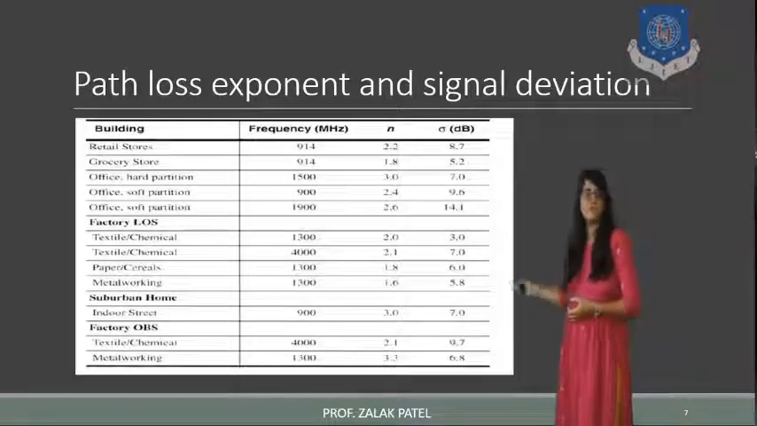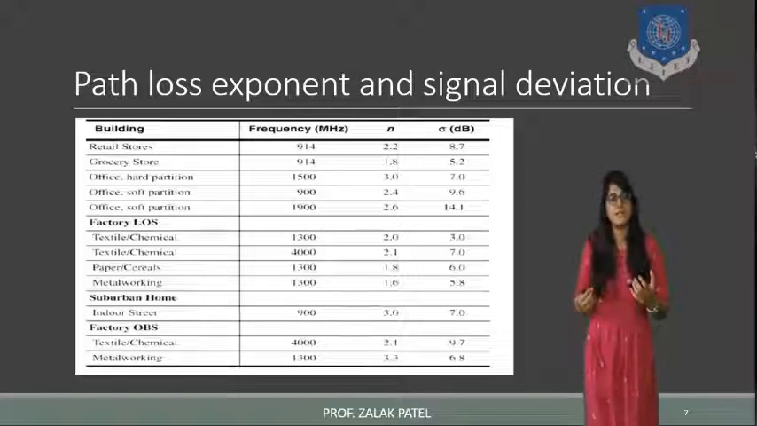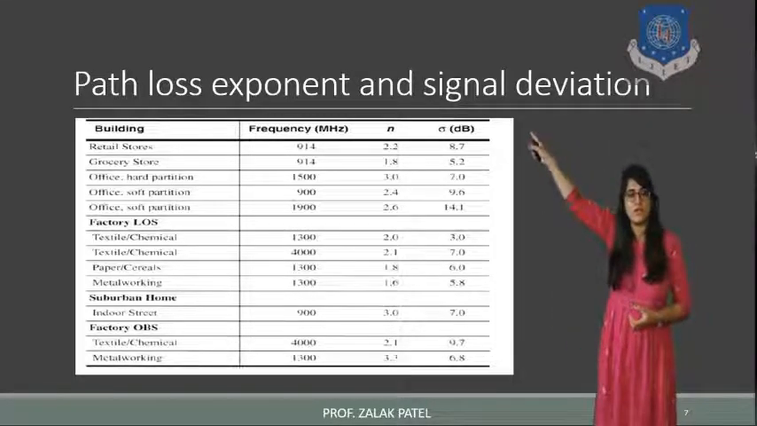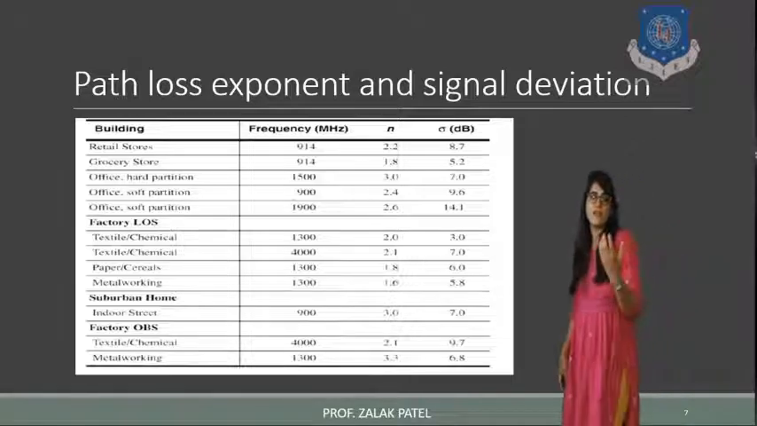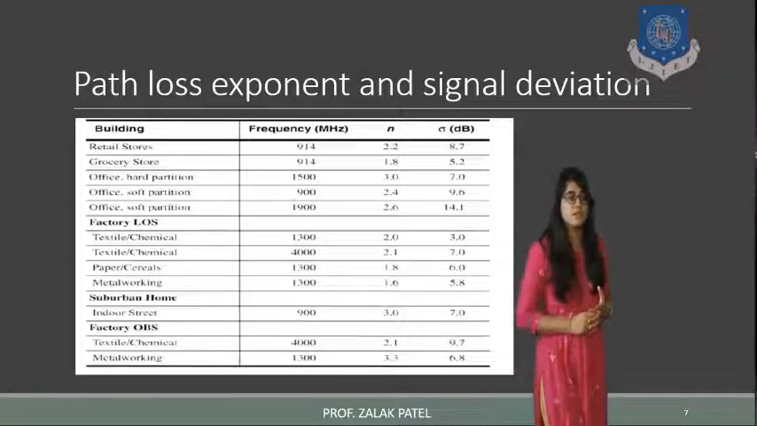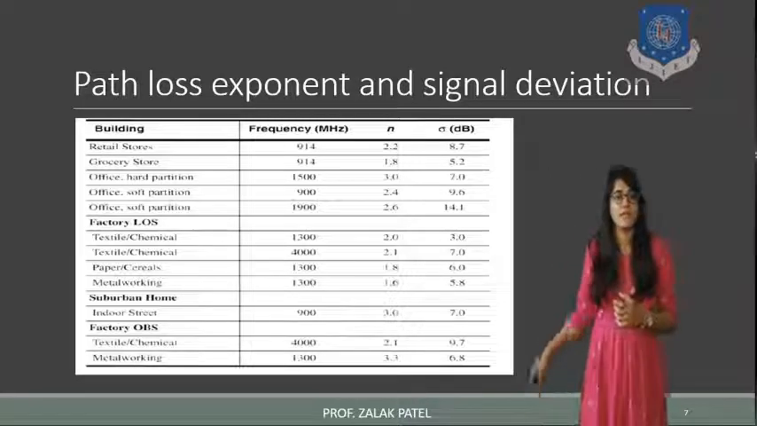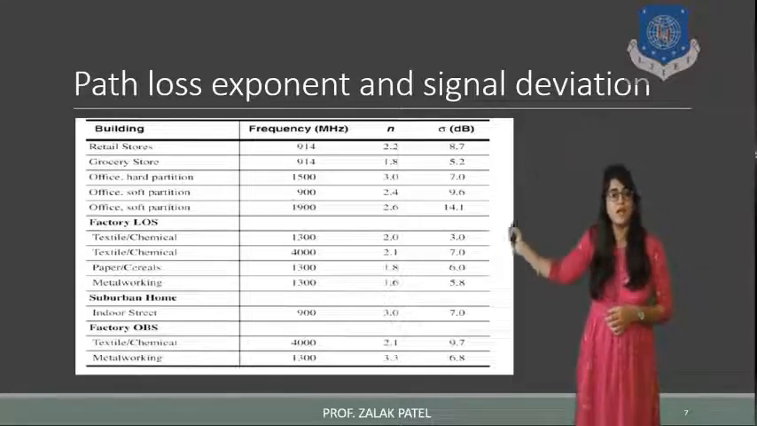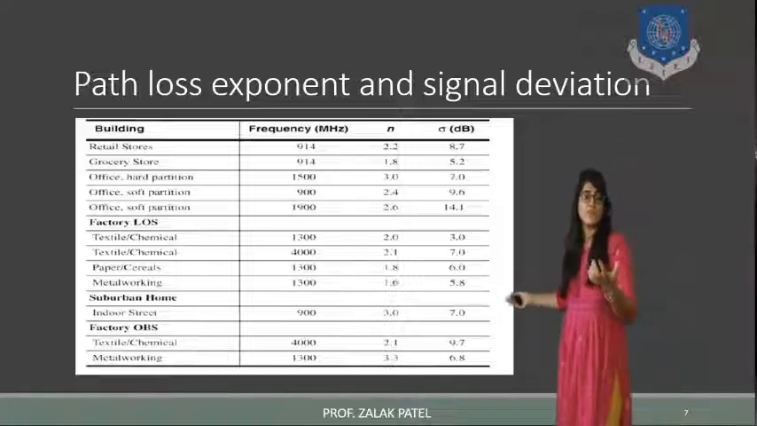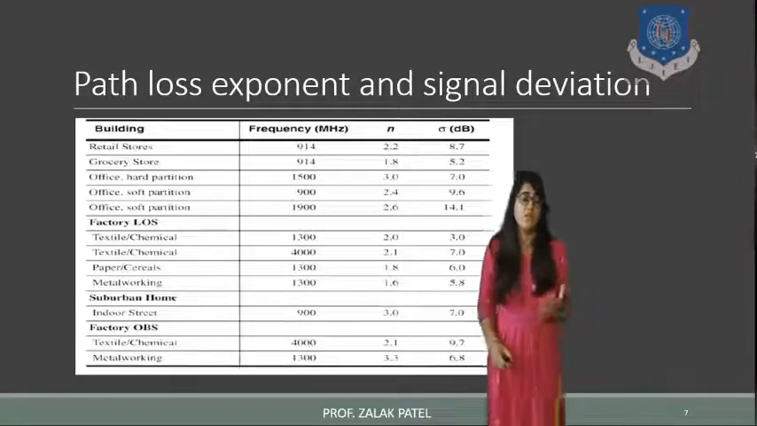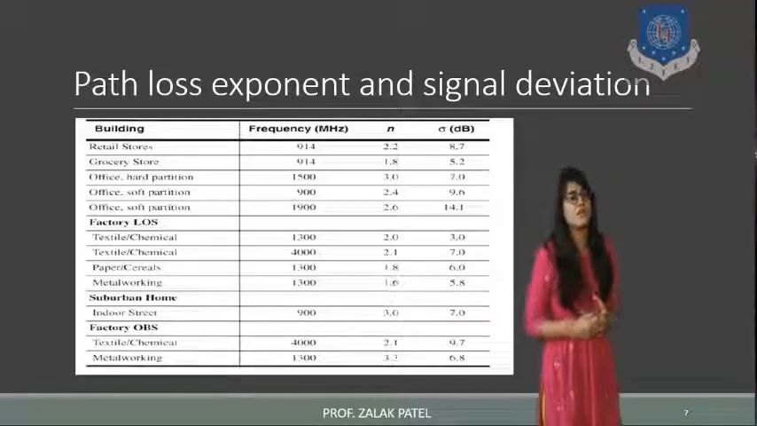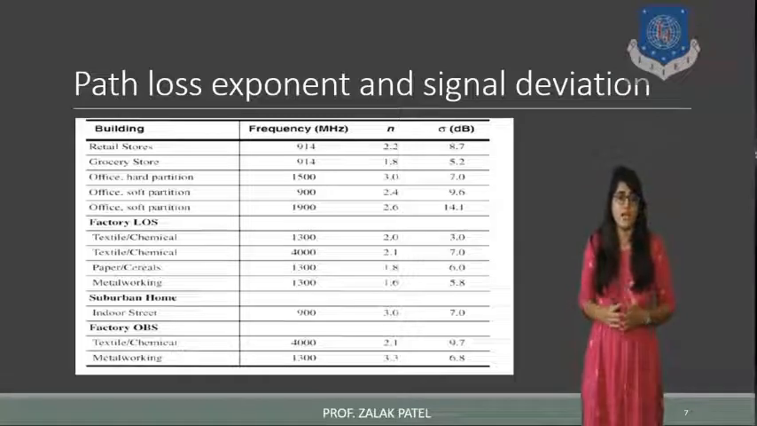Now, this is one table for the path loss exponent and signal deviation. Deviation is sigma, which is denoted over here in terms of dB, and path loss exponent is denoted by n. So here you can see in this table the various cases, like the buildings, the factory and the suburban area, or if there is any obstacle present in between. In all the cases, the path loss exponent value as well as the frequency and sigma is given.